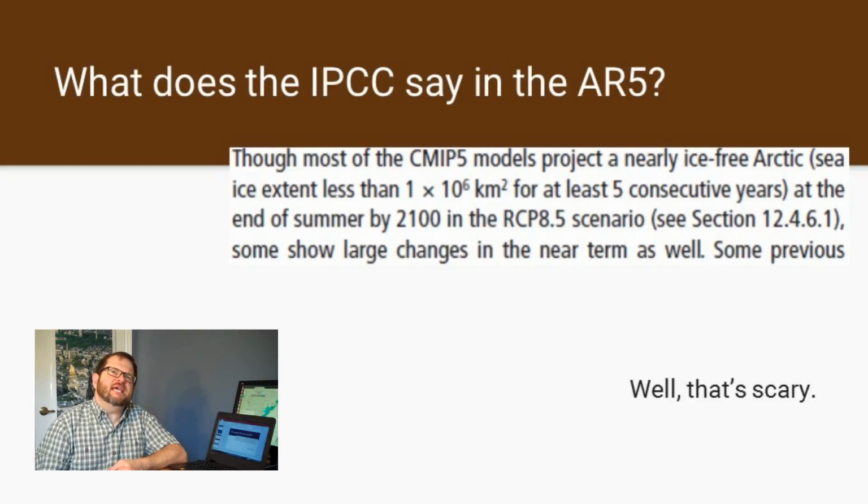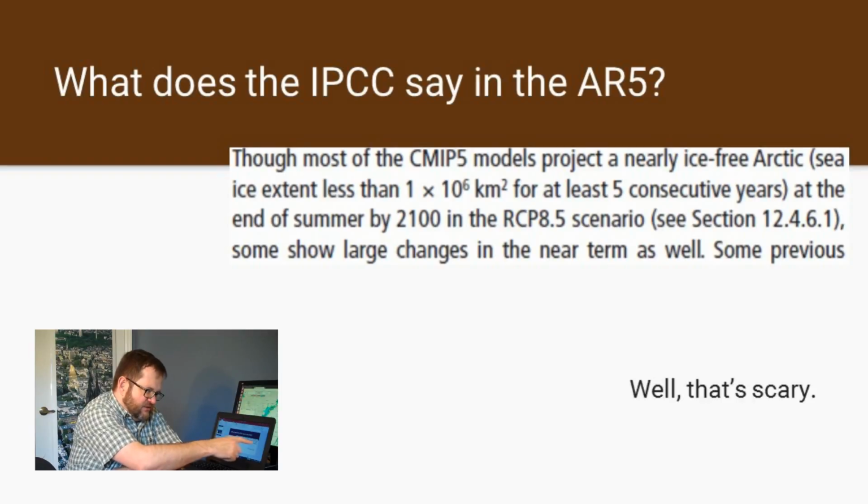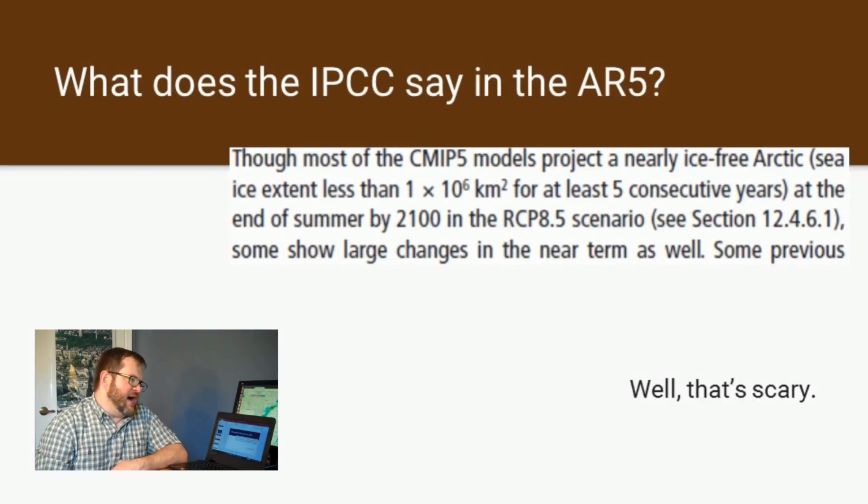What do you think the IPCC has to say about all that? Well, in the fifth assessment report, they say that most of the CMIP-5 models, by the way, CMIP is the Coupled Model Intercomparison Project, version 5. Notice the word coupled in there. Most of the CMIP-5 models predict a nearly ice-free Arctic. In other words, this is how they defined it here. By the end of the summer of 2100 in the RCP 8.5 simulation.